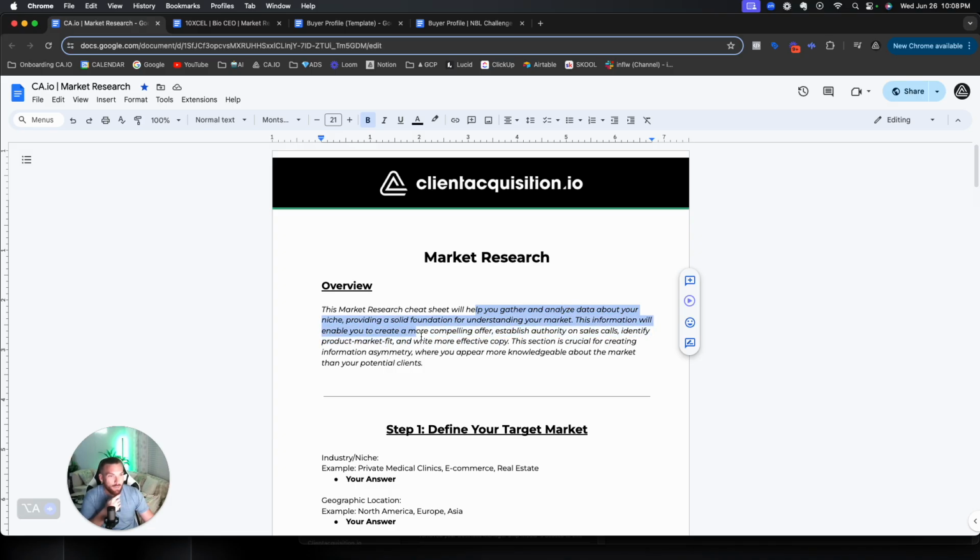This information is going to enable you to create a more compelling offer, establish authority on sales calls, identify product market fit, validate your offer, write more effective sales copy, and overall it's going to give you what Hormozi calls information asymmetry. By information asymmetry, what he means is when you're on sales calls, or even in your marketing copy or in your ads themselves, you can demonstrate that you know more about the market than the prospect does. And that immediately puts you in a position of authority in the mind of the prospect, because you throw out these numbers or statistics about problems occurring in that market.